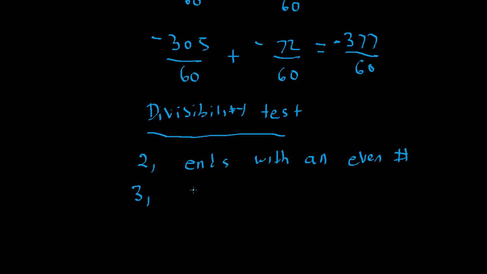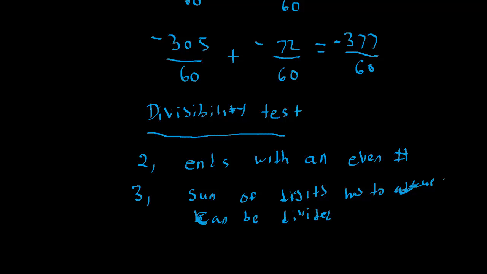For 3, the sum of the digits has to add up to a number that can be divided by 3. And for 5, just end with 0 or 5. Which makes sense.